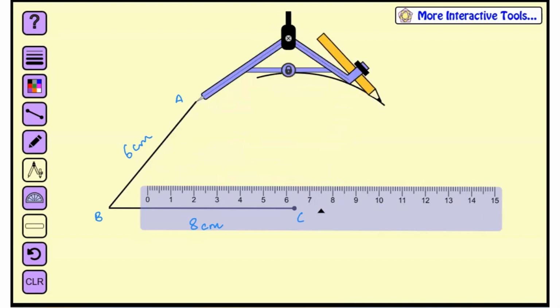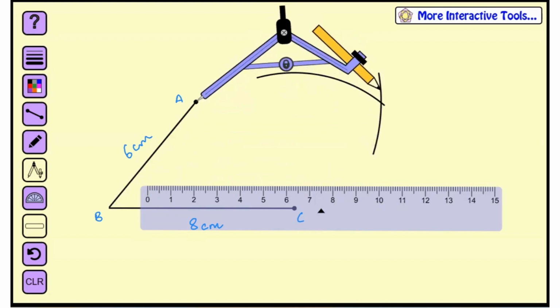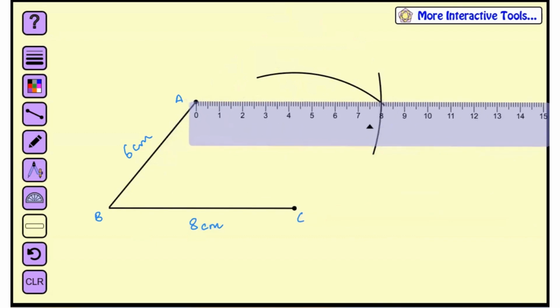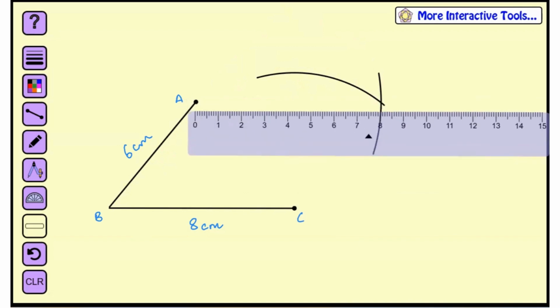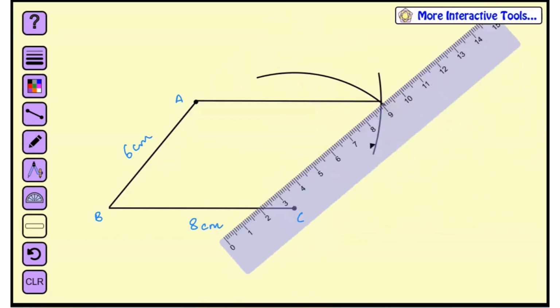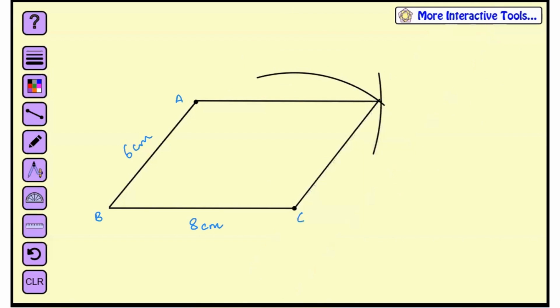Put this over here and draw another arc. Yep. So now the intersection is going to show us point D. And as you can see, it's 8 centimeters. Similarly over here, just going to connect this. And yeah, so this is a parallelogram. This is point D. These are your arcs, and yep.